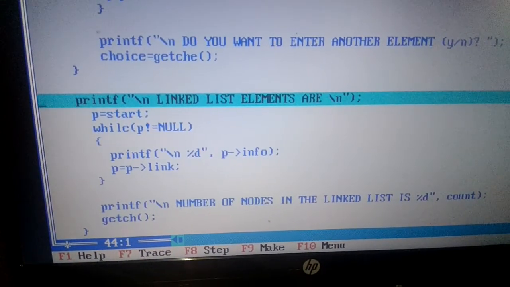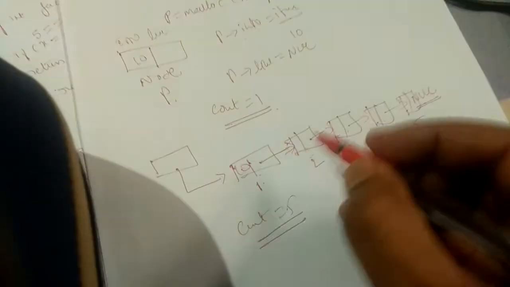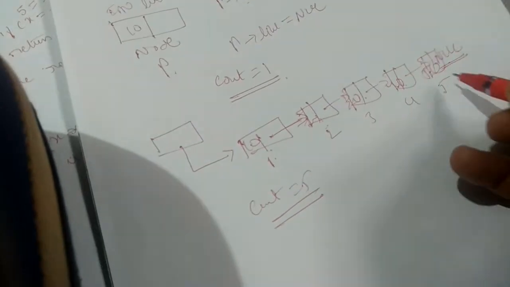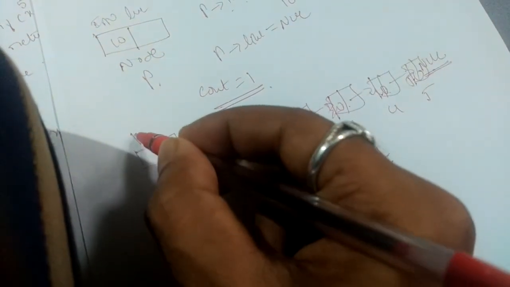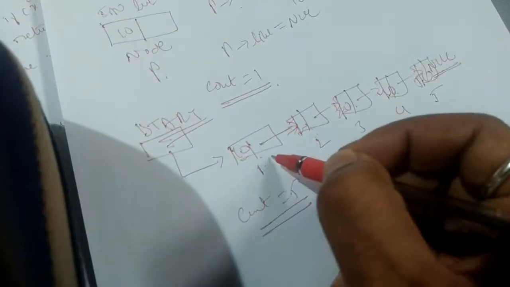The linked list elements, all the elements, you have to display. All the elements: 10, 20, 30, 40, 50. So what do we have to use? We have to use the concept called traversing to display the elements one by one. To display one by one, where do you have to start? From the first node, the header node, the starting node. Start equal to p.